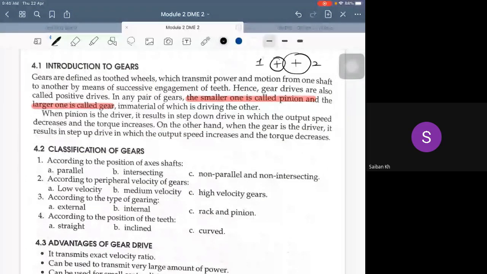So the smaller gear is always called a pinion and the larger one is known as a gear. Keep this in mind, irrespective of whether it is driven or driving. Suppose you give the power to the pinion so that the gear rotates by that, or vice versa, you can give the power to a gear so that your pinion rotates. So vice versa is possible. Let us see the classifications of the gears now.